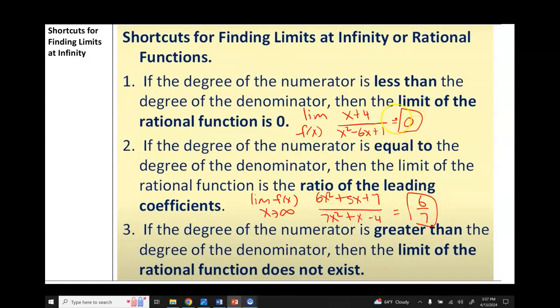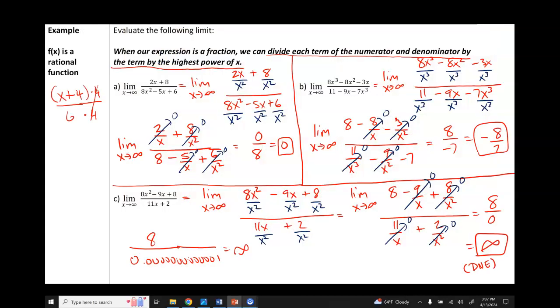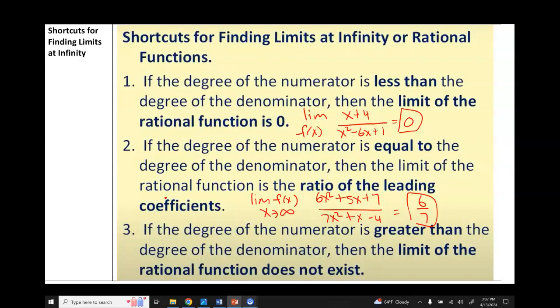Now you don't have to use a shortcut if you like the other way better, like we've been doing here, where you divide by the highest power. Use that, whatever is easier for you.